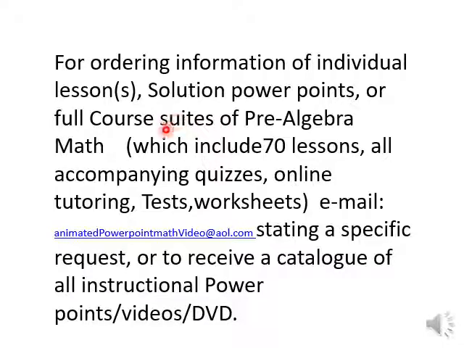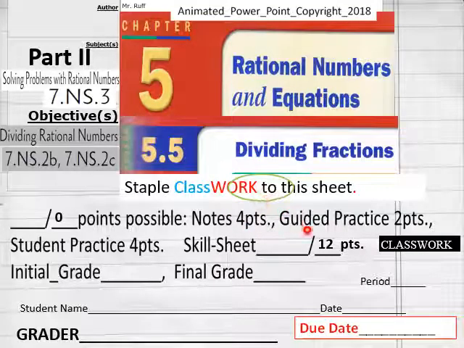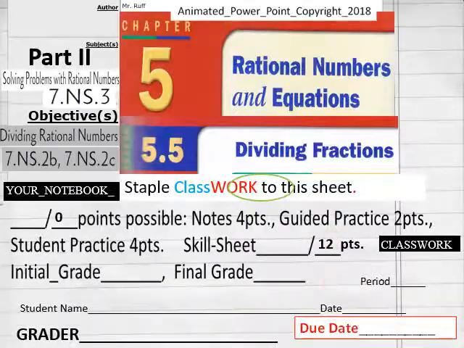Everybody, we're getting ready to do lesson 5.5 Pre-Algebra Math Part 2 classwork today. For Part 2, we've got 12 points here on your classwork sheet and 0 points on your notebook, so it'll just be the classwork sheet today. Name, date, period, due date here for onliners, homeschoolers.